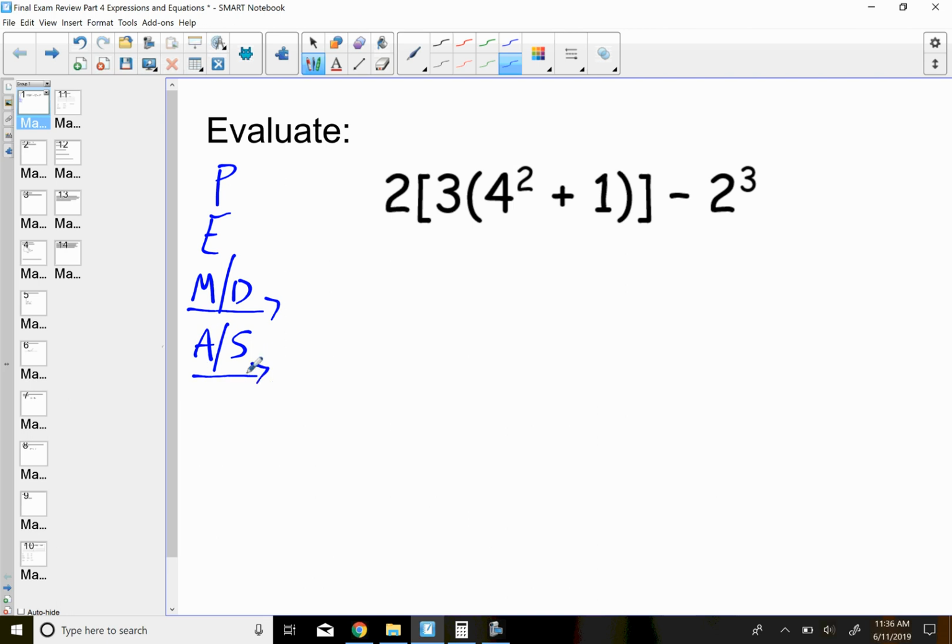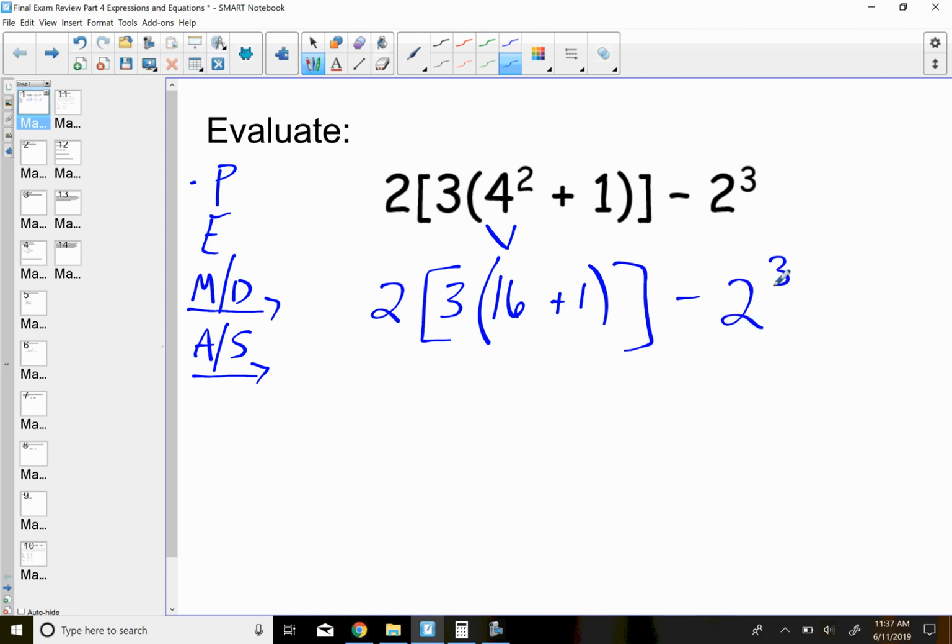from left to right. So in here, I have parentheses and brackets, which are going to be part of this P parenthesis. So I'm going to start with the innermost ones, and even within this, I have to follow PEMDAS. Exponents come before adding. So I'm going to take 4 squared. 4 times 4 is 16. I'm going to bring down the plus 1 that still has parentheses because it's not just one number, with this 3 in the brackets, and then the 2 on the outside, minus 2 to the third.